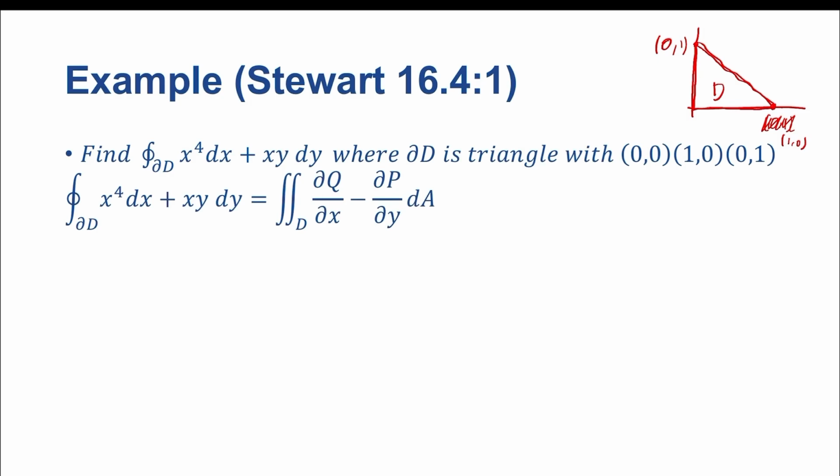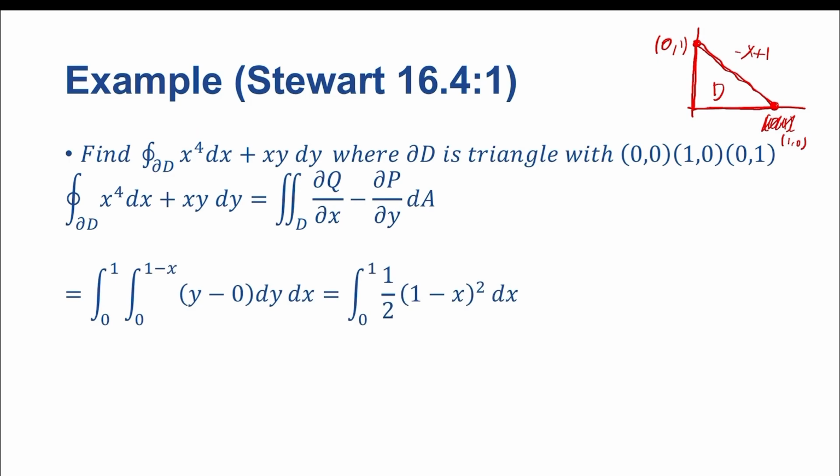So what we'll do now is plug this into Green's theorem. If I want to take the contour integral of x to the fourth dx plus xy dy, then I take the double integral of the difference of the cross derivatives with respect to some differential area. From here, what we should know is that this line is going to be negative x plus 1, with an intercept at 1, and our slope is obviously going to be negative 1, so that should be easy enough. So that's one of our lines. We also have y equals 0 and x equals 0 as our lines. So we can set up a nice integral here. We integrate from 0 to 1 in the x direction, and from 0 to 1 minus x in the y direction.